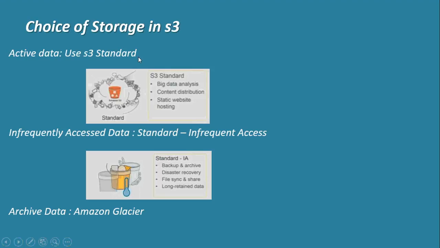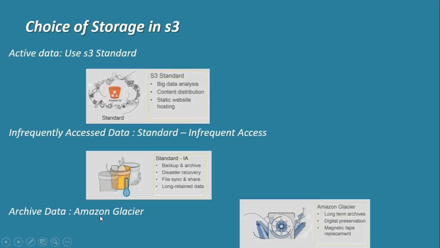So what are the three types? S3 Standard, Standard Infrequent Access, and then for archiving data, we have Amazon Glacier. It is basically for long-term archival and digital preservation, where you have policies that you need to maintain a particular record for 3 years or 5 years, or you need to archive your data and will require it on a need basis in case of any legal or regulatory requirements. In that case, you can use Amazon Glacier.